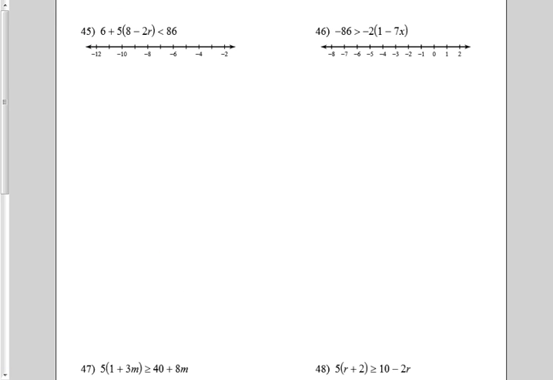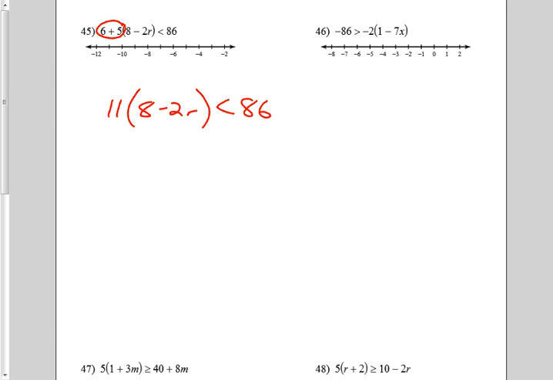Most of this will be the same thing. I want to caution you on 4 and 5. Right here, the temptation is to do that addition first. The temptation is to tell me that 6 plus 5 is 11. Like so.